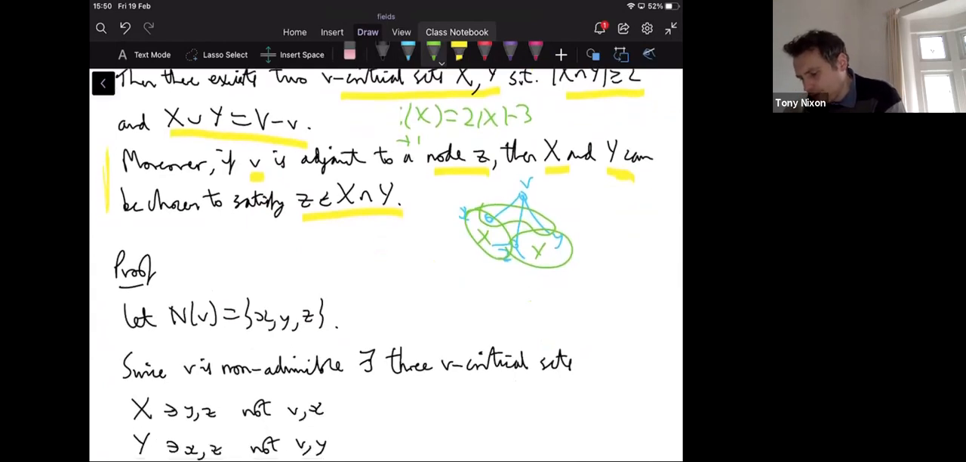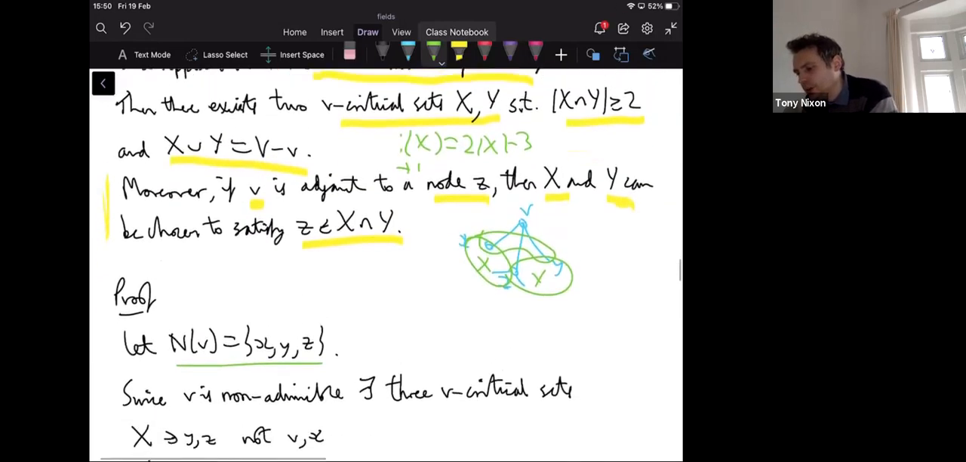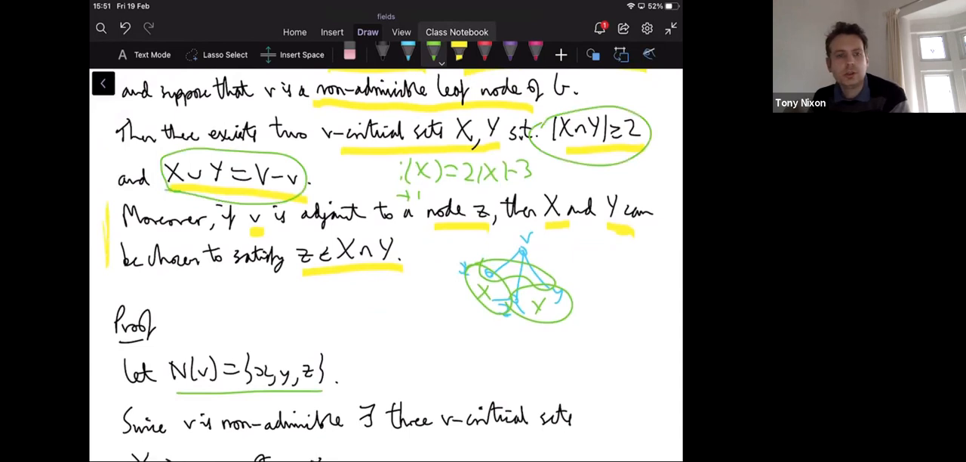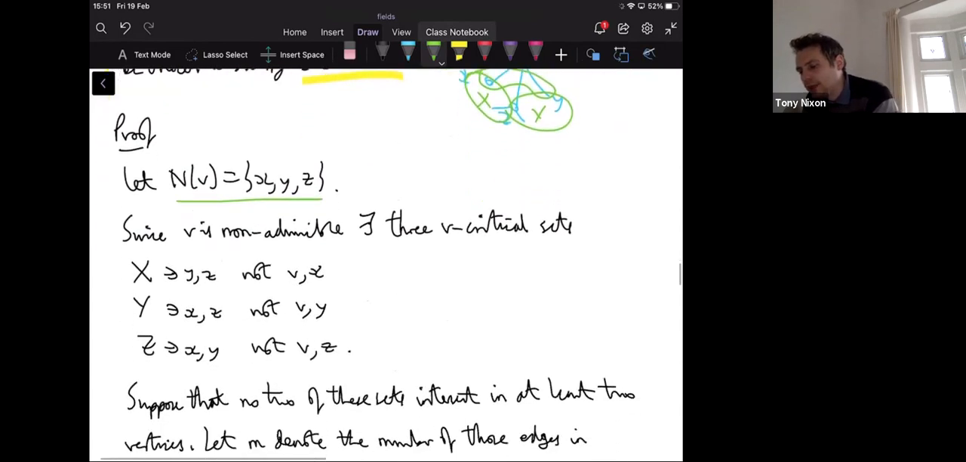Okay, so let's say neighbors of V are X, Y, Z as usual. So what we're doing, we have a non-admissible leaf node, and we're trying to show that there are 2 critical sets X and Y with these 2 properties, that they intersect in at least 2 points, and their union is V minus V. So our vertex is non-admissible, so we're blocked from adding XY, we're blocked from adding XZ, and we're blocked from adding YZ.